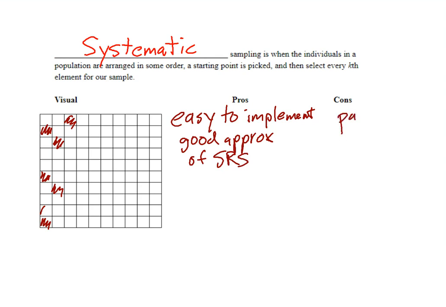Cons: sometimes if there is a pattern in the data and you pick the system that you're using, you happen to pick every silver Toyota that goes by, but there are other colors of Toyota. So if there's a pattern, patterns can cause problems.